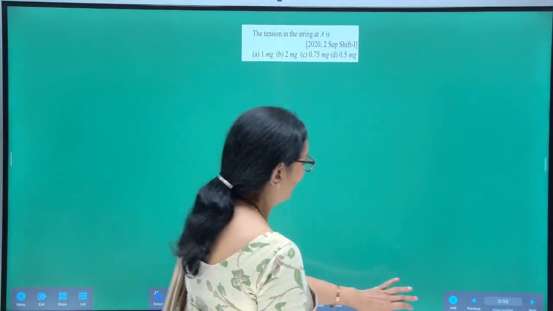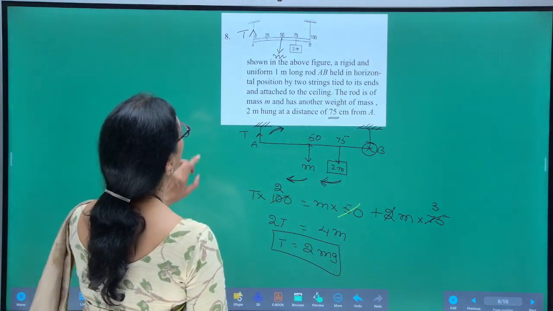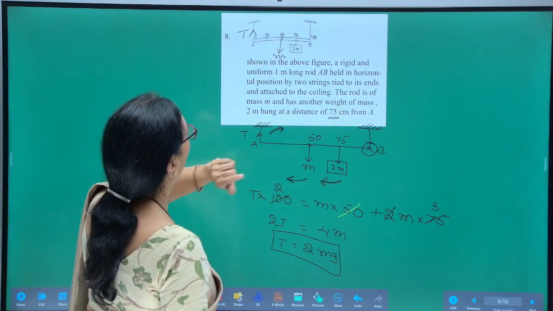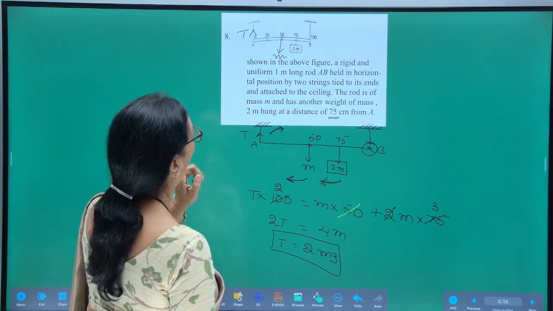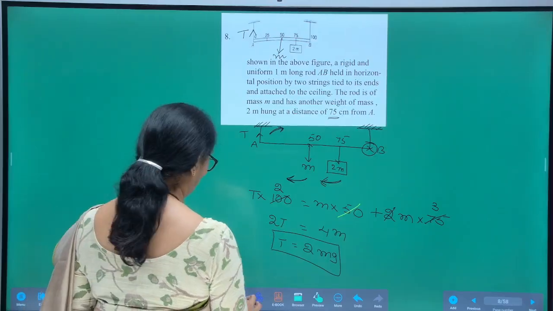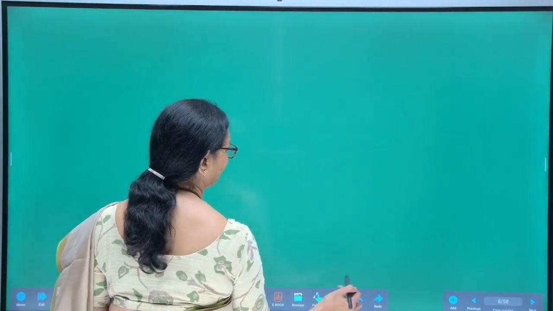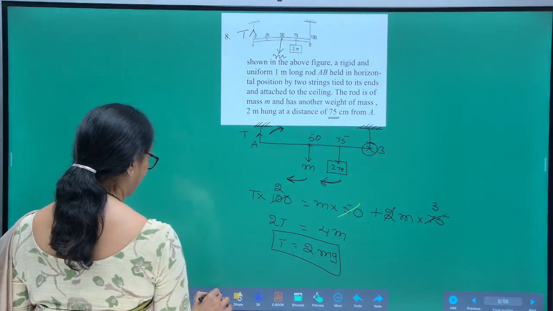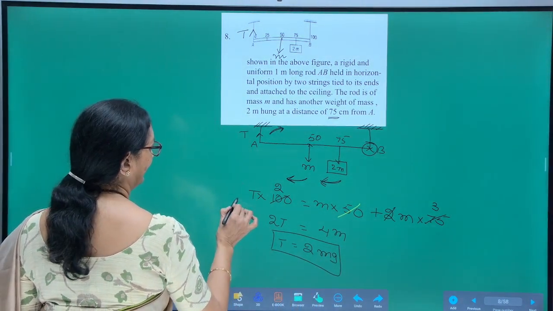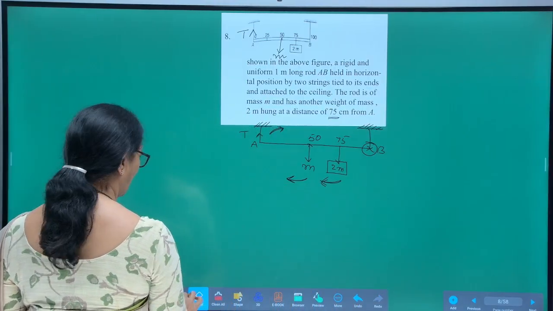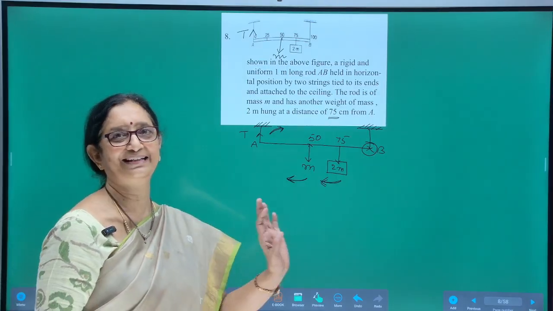Okay. So, let me check it once again. See here, this is m, this is 2m. Okay, there is a mistake in the problem. Just a small mistake, a very small mistake, because of which the answer is being changed.